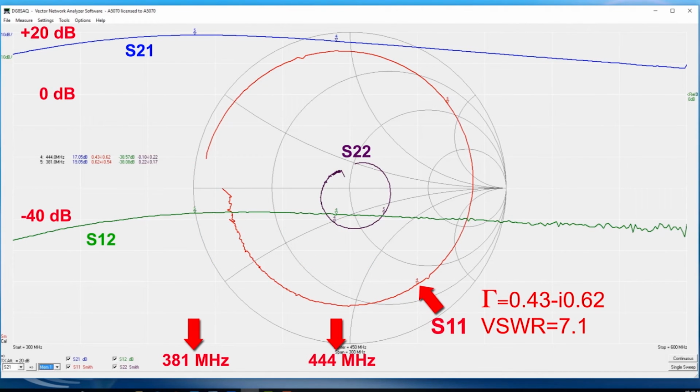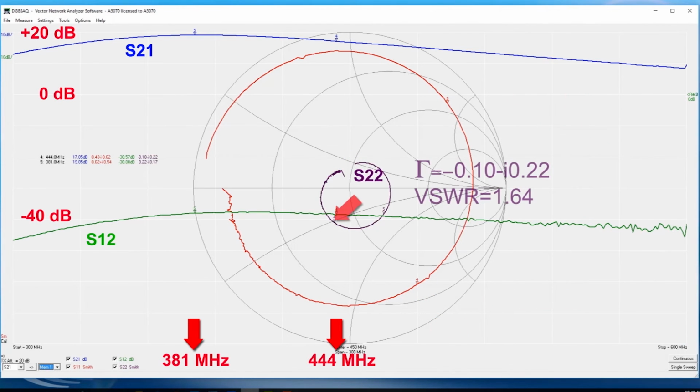Let's look at S11. At 444 megahertz, gamma is 0.43 minus j0.62 and is equivalent to a voltage standing wave ratio of 7.1. This represents an input impedance corresponding to a 30.4 ohm resistor in series with a 4.1 picofarad capacitor. Next, S22, the output reflection coefficient.